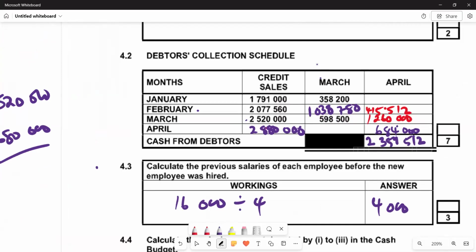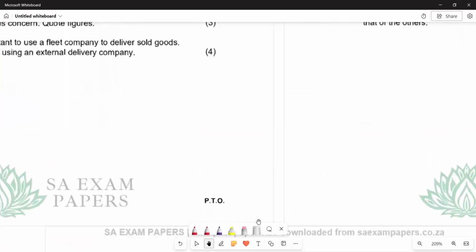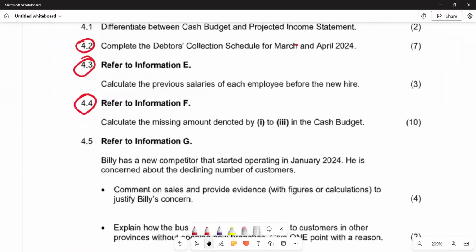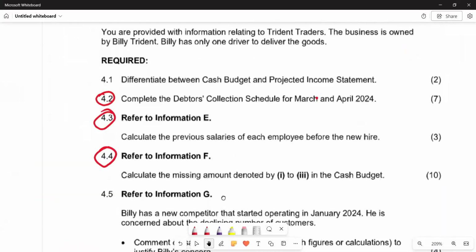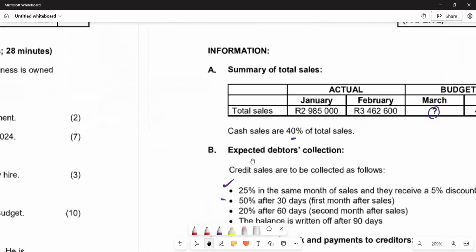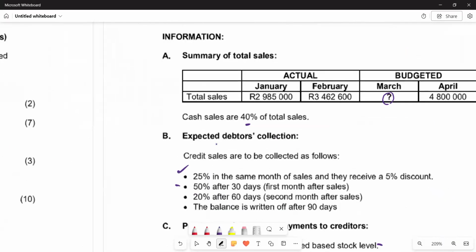We are given that for March credit sales is 2,520,000. So we can get total sales from there. 2,520,000 represents our credit sales. And if you go there, in the question parts, we are told that there is an instruction that gives the fraction for credit sales. So remember, cash sales is 40%, so it means credit sales is 60%. So it means that 2,520,000 that we have is 60%. So the figure that we want is 100% for total sales.